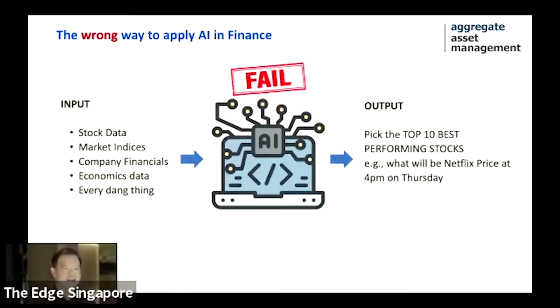I thought that that's how you apply AI in finance. So you put in your stock market data, your market indices, your company financials, the macroeconomic indicators, and the kitchen sink and everything. You just plonk it into this magic machine called AI. And the output is that you can pick the top 10 performing stocks. I think a few questions from the webinar participants asked for that, right? And not only that, you can tell at 4 p.m. next Thursday what's the price of Netflix. This will fail. It's not possible because you're asking the AI to do more than it could, right?